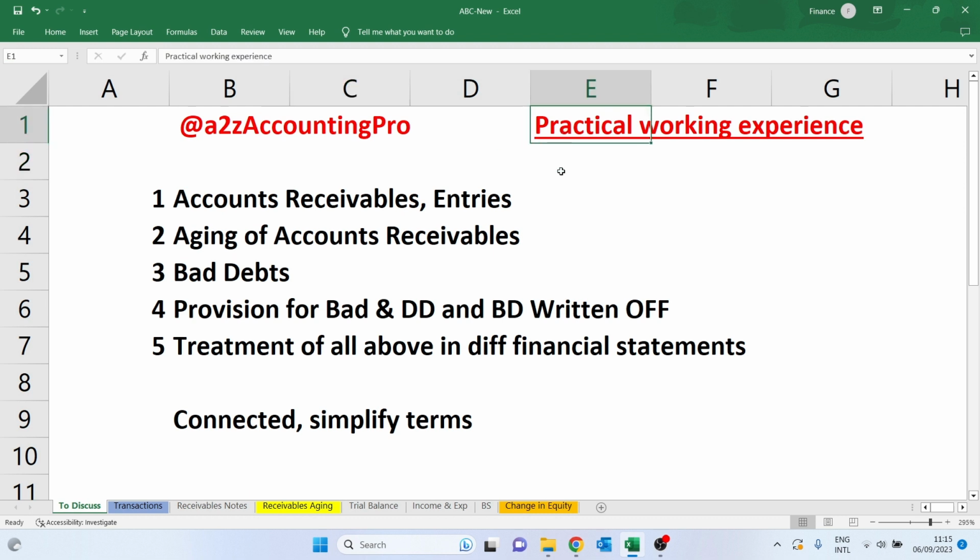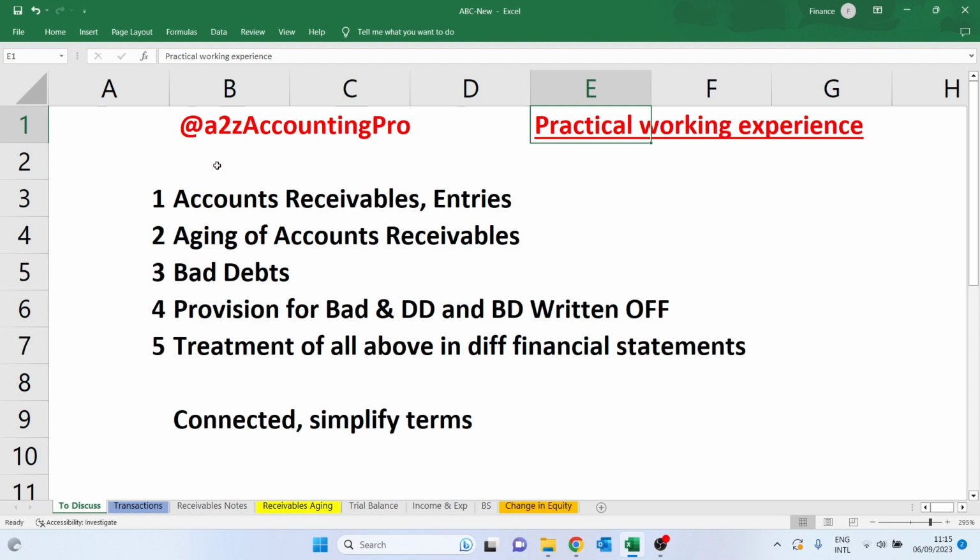By saying again, practical working experience means we are not just discussing the theories here. All the classes of A to Z Accounting Pro are practical working, like how we are working in a company. So this is not only lectures. We are showing all the concerned financial statements, how the entries will be affected, and the treatment of all the same in all the books.